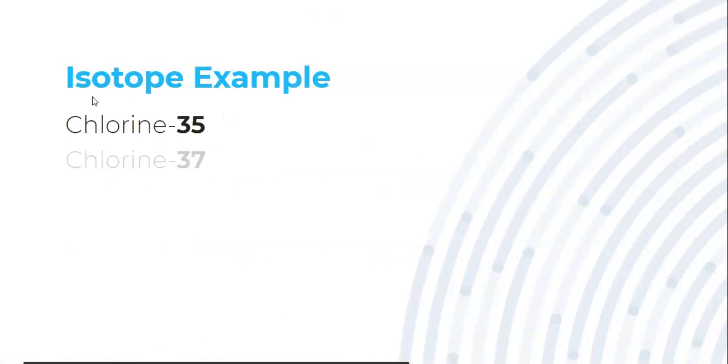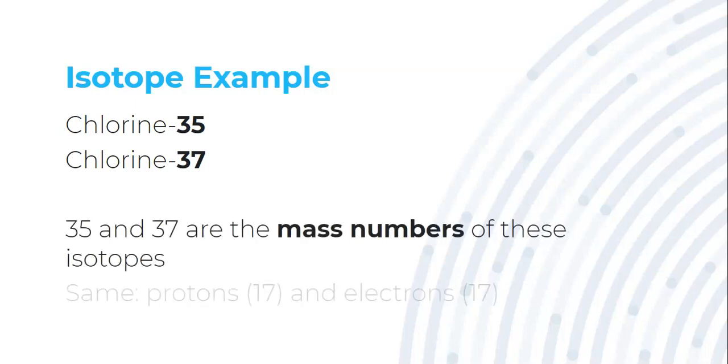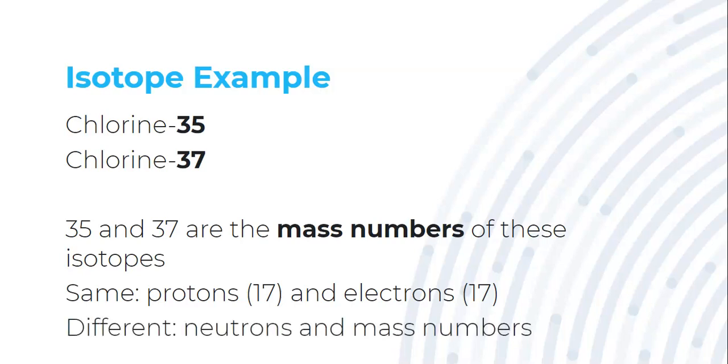All right, so let's look at an example of 2 isotopes, chlorine-35 and chlorine-37. Now, that 35 and 37, those are the mass numbers. So this is one way to express the mass of an isotope. Write the name followed by the mass number. They have the same number of protons and electrons. We know that the protons must be the same because chlorine always has 17 protons. That's its atomic number. And since these are both neutral, they have 17 electrons as well. What's different are the number of neutrons and the mass numbers.